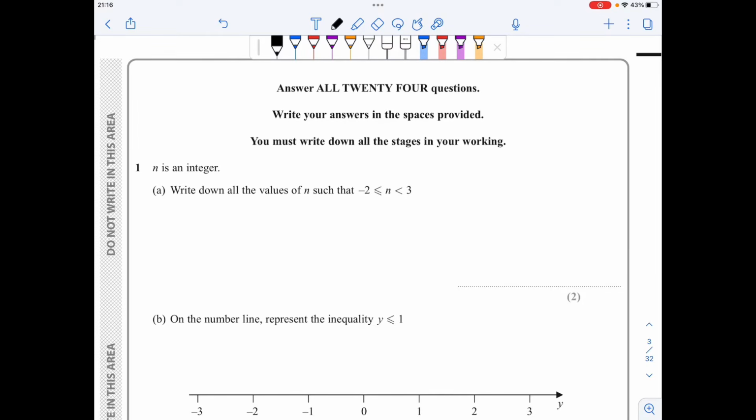For part A of question 1, I need all the integers between -2 and 3. -2 is included in this range, 3 is not. So I have -2, -1, 0, 1, and 2.